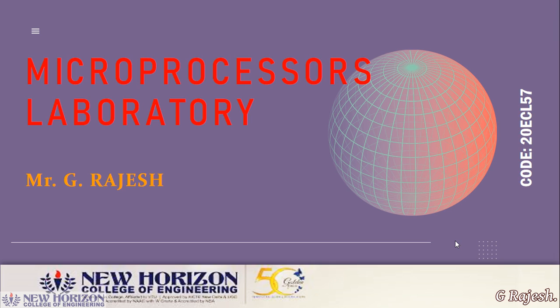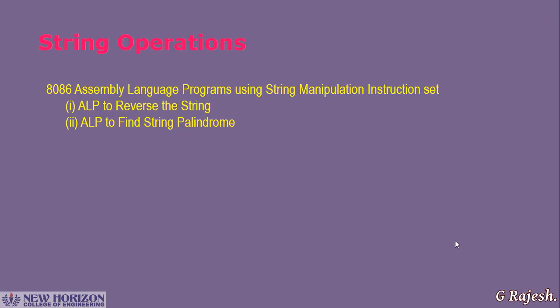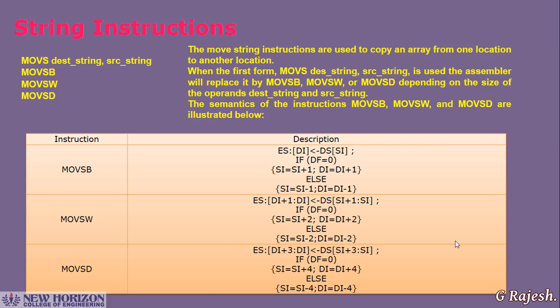In the last lecture, we saw the logical operations assembly language program using the logical instruction set. Today, we are going to see assembly language programs using the string manipulation instruction set. Using this instruction set, we are writing two programs: one to reverse a string and one to find whether a string is a palindrome. The basic string instruction is MOVS.